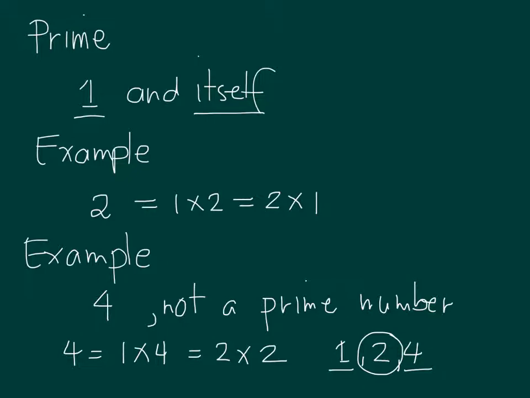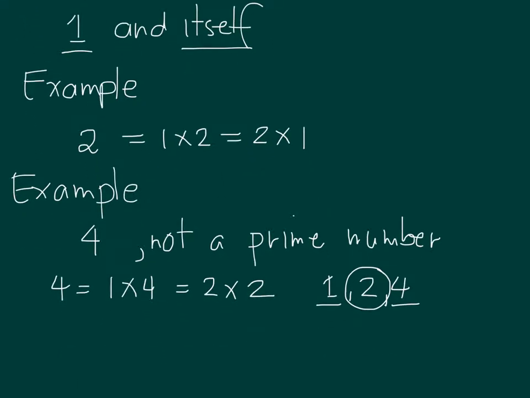Even if the number gets bigger, the same principle should be applied in identifying if a number is prime or a composite number. So since 4 is not a prime number, this is an example of a composite number. So if a number is not a prime number, it is a composite number.